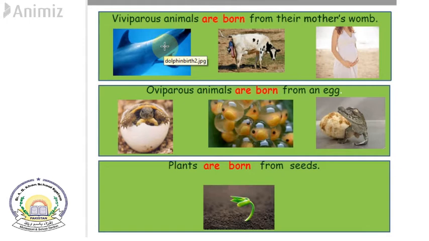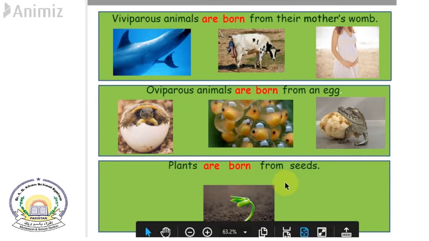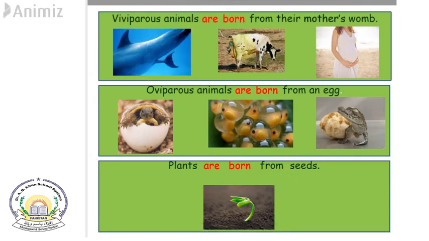Oviparous animals are born from an egg, and plants are born from seeds. Just like a shark, a dolphin, or a cow, or a mother when she gives birth to a baby. Then lizards, turtles, frogs, reptiles, birds, all these animals lay eggs.